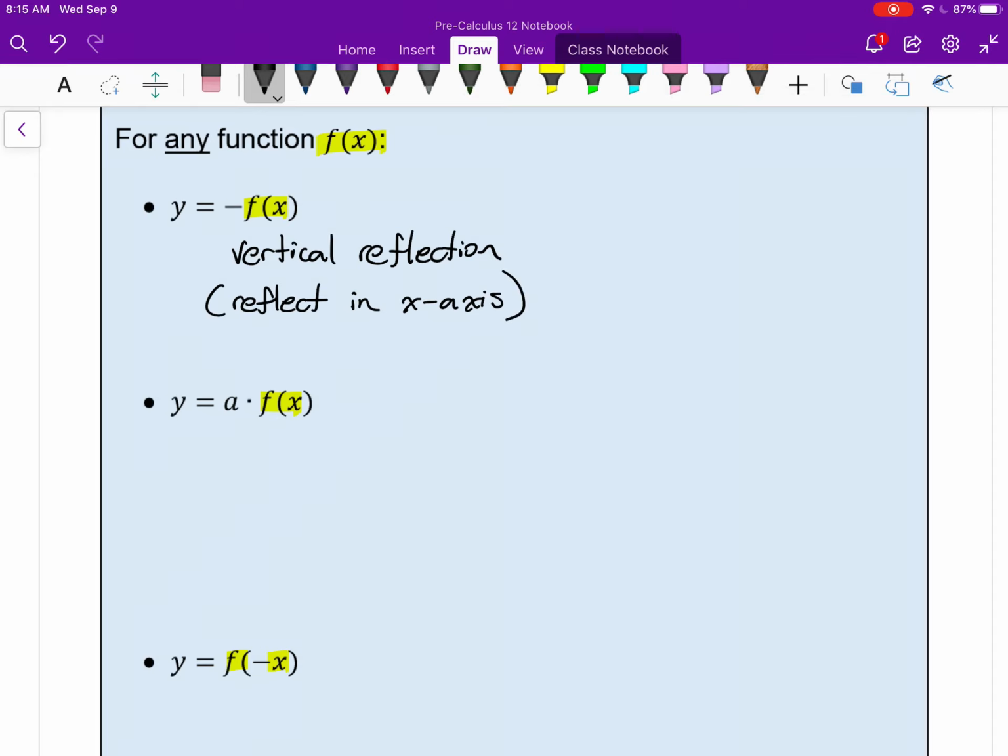In mapping notation, it looks like x comma y maps onto x comma negative y. The x doesn't change, because you're reflecting it vertically. The y becomes the opposite sign. That's what it looks like in mapping notation.